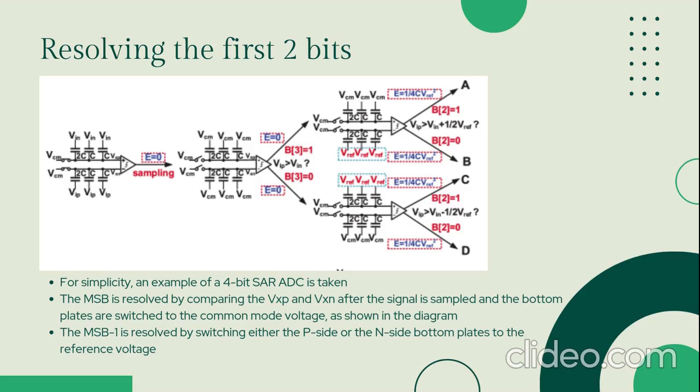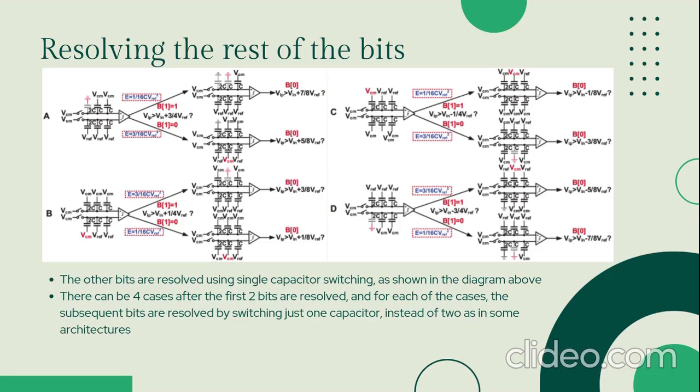Depending on the MSB, the next bit is resolved by checking whether VIP is much greater than VIN or vice versa. This is done by either setting all the bottom plates of either the P side of the CDAC or the N side of the CDAC to the reference voltage, or Vref, depending on the MSB as is shown in the slide, and then recording the comparator result. This operation results in an energy loss of 1/4 of C times Vref square, which is clearly shown in the slide. For the rest of the bits, we use single capacitor switching as mentioned before.